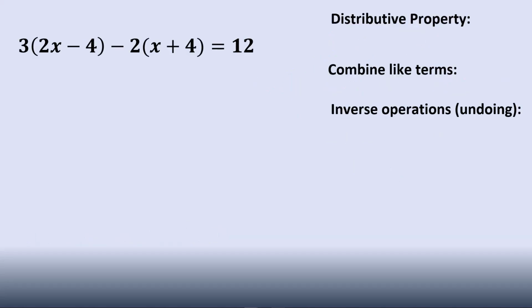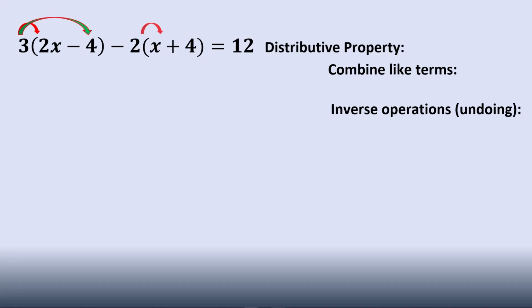In this equation, the distributive property pattern shows up twice. So we do that. 3 times 2x is 6x. 3 times 4 is 12. Negative 2 times x is negative 2x. Negative 2 times 4 is negative 8.